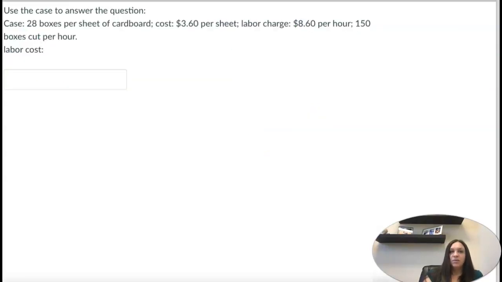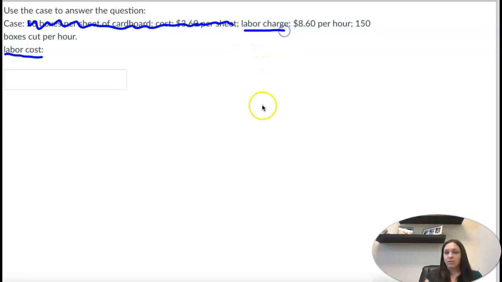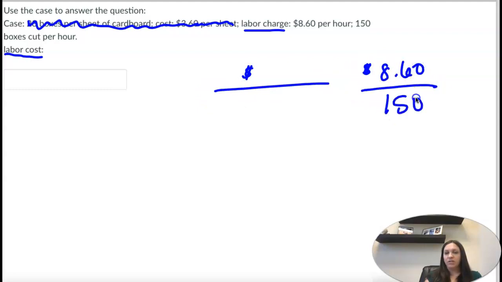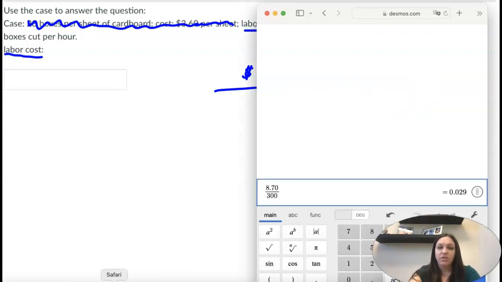Okay, use the case to answer the question, and I'm going to jump to the end. I'm looking for the labor cost. When it talks about 28 boxes per sheet of cardboard, it's $3.60 per sheet. None of that matters for what we're looking for. We're only looking at the labor. Labor is $8.60 per hour, and there are 150 boxes to cut per hour. So again, we're going to create a fraction with the money on top. So $8.60 divided by 150 gives us the labor cost for each sheet of cardboard.